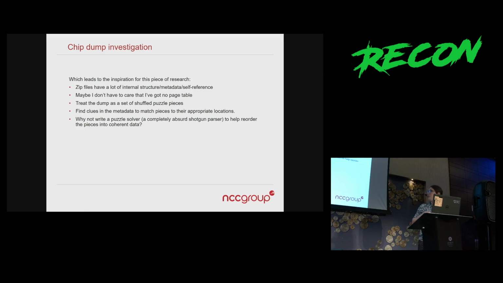I'm essentially treating the dump as a series of pages which have then just been shuffled into an order. I don't care what order they've been shuffled into. How do I take the information that's available without any knowledge of the file system and try and make a massive shotgun parser to try and reconstruct the Java midlets?